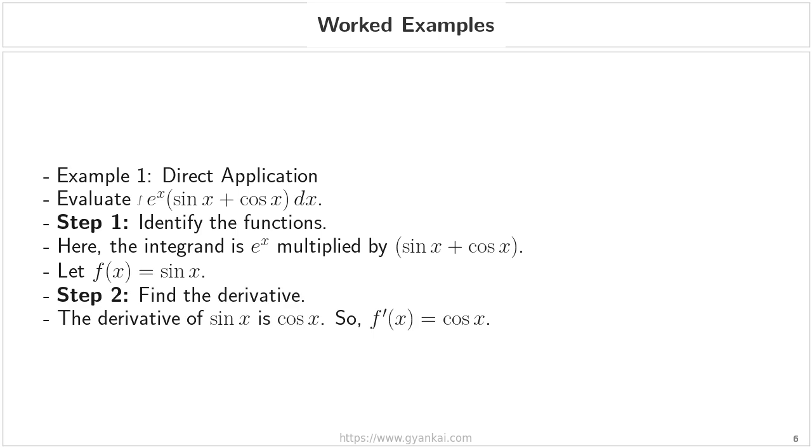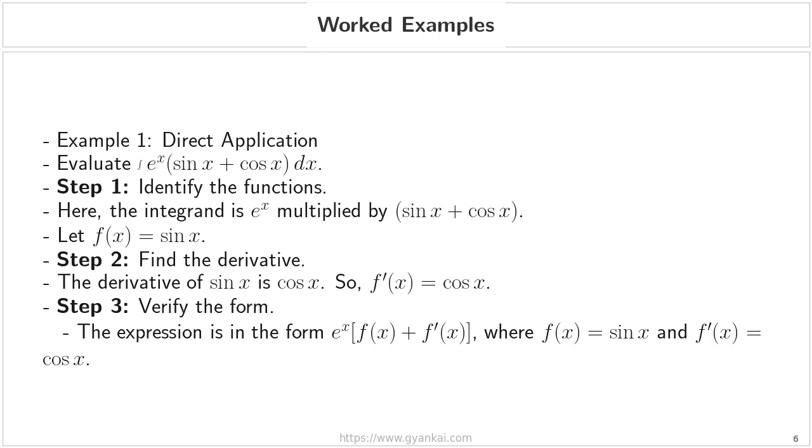Step 2. Find the derivative. We need to find the derivative of our chosen f of x, which is sine x. Recall from your differentiation rules that the derivative of sine x is cosine x. Therefore, f prime of x, which represents the derivative of f of x, is cosine x. Step 3. Verify the form. Now, the crucial step, we need to check if our integral actually matches the form we need for the shortcut. We have e to the power of x multiplied by the bracket containing f of x, which is sine x, plus f prime of x, which is cosine x. This perfectly matches the form e to the power of x multiplied by the quantity f of x plus f prime of x.